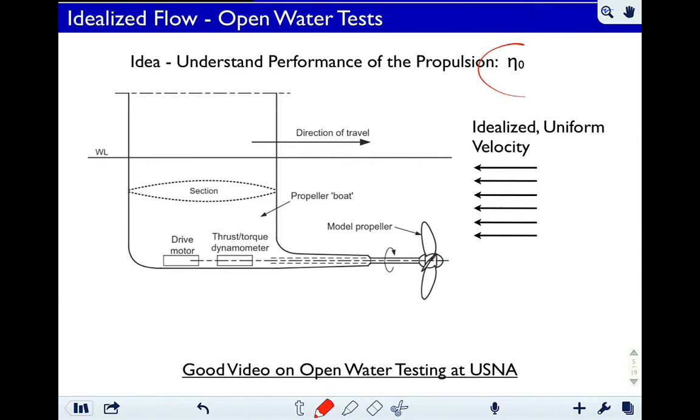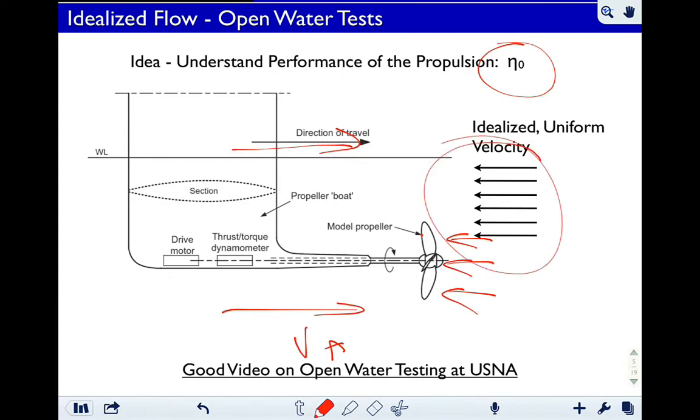η_0 comes from these open water tests. So in this simple scenario here, we have the propeller testing unit attached to a carriage. It's towing through still water in a tank. It's moving at some velocity VA through the tank, the advance velocity of the carriage, and this propeller is working directly in uniform velocity. So it's being driven by a motor, measuring the thrust and torque. We talked about that in the prior lecture.